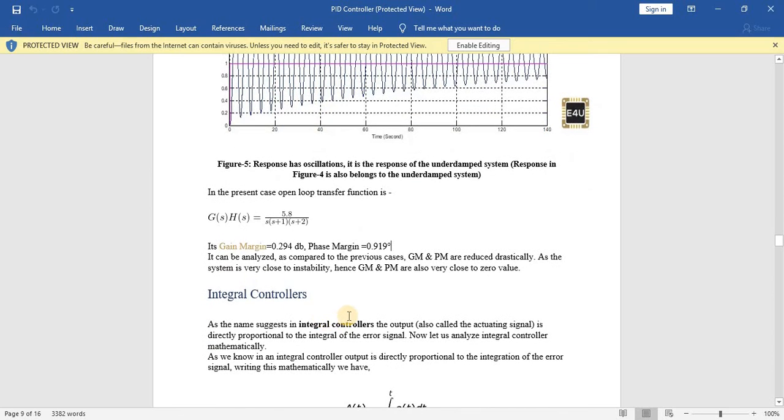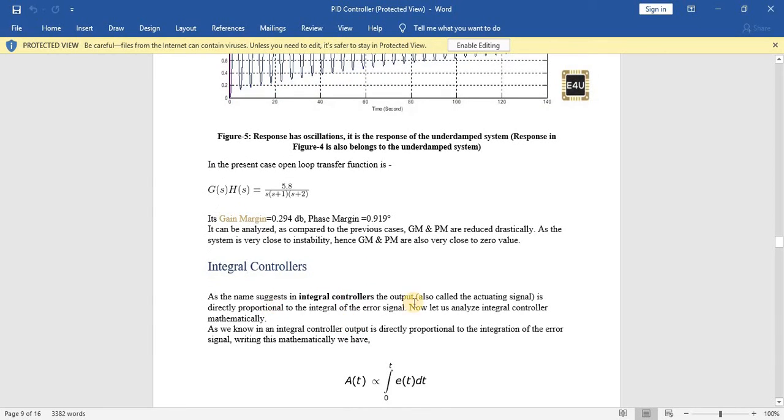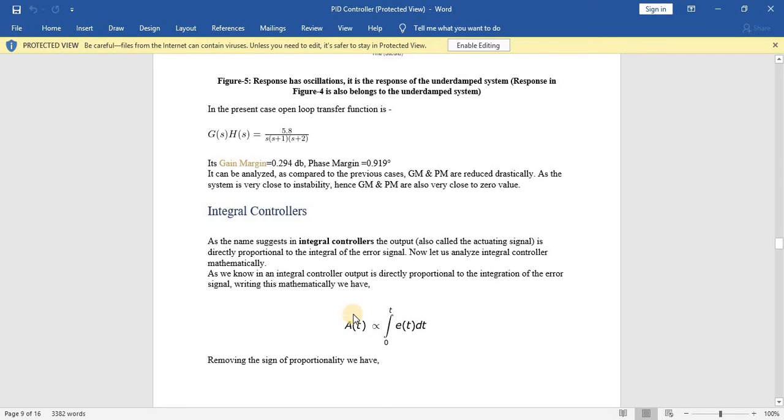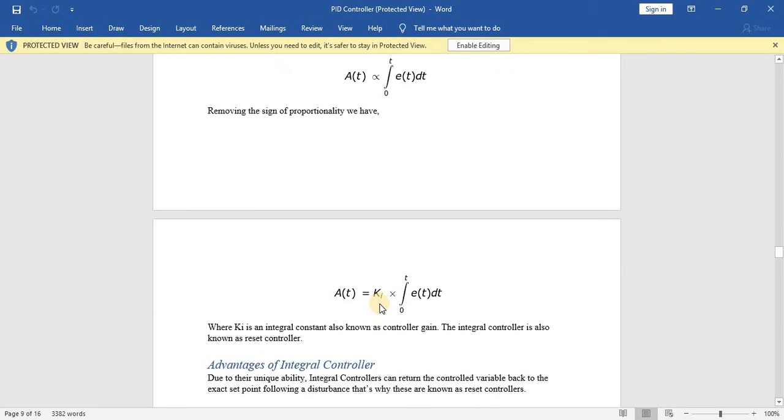Now we are going to have a look at the next controller, that is the integral controller. The integral controller produces an output which is proportional to the integral of the error. It is also an actuating signal. Let us analyze the controller mathematically. This is the output, which is directly proportional to the integral of the error. When we remove the proportionality sign, this is the constant, and we can find Ki, which is the controller gain.